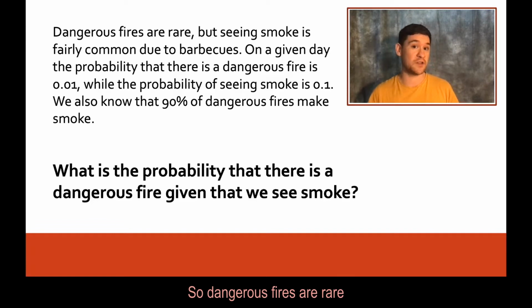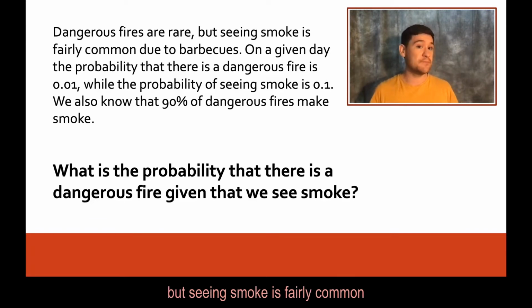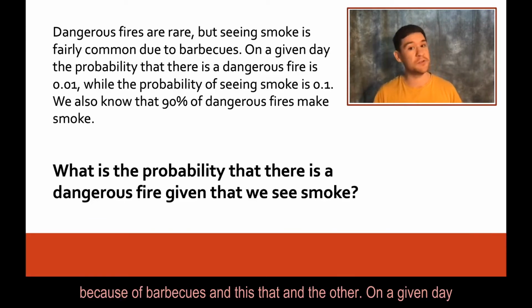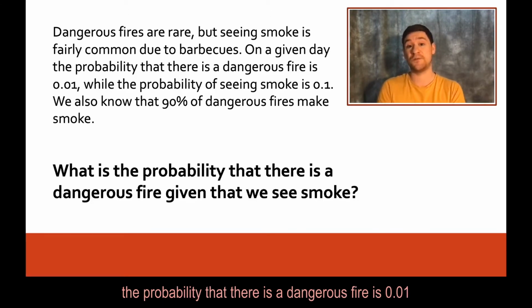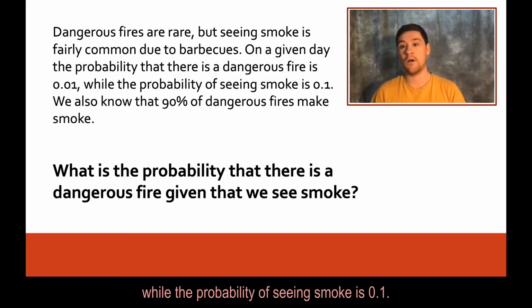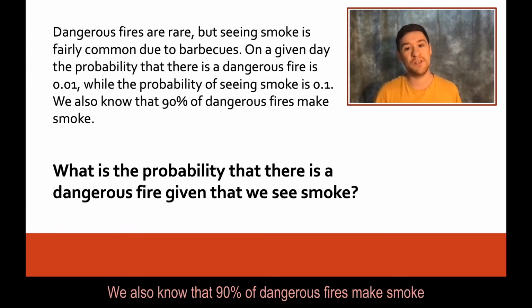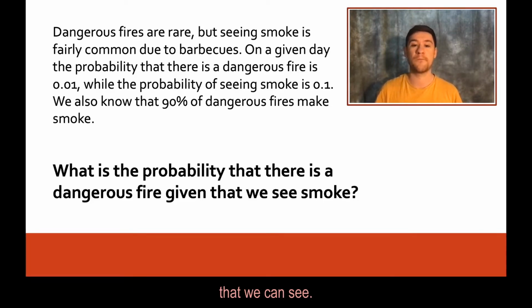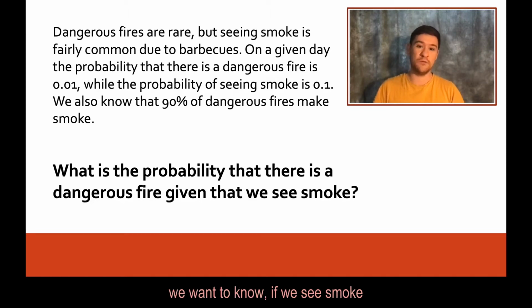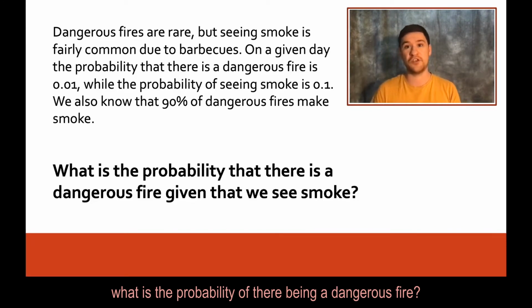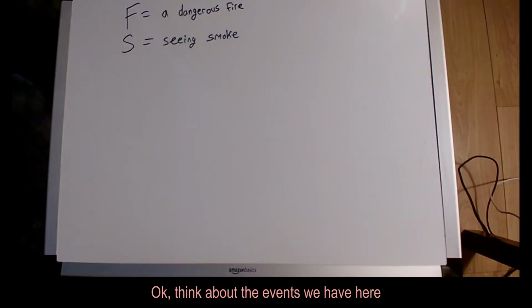So dangerous fires are rare. But seeing smoke is fairly common because of barbecues and this, that and the other. On a given day, the probability that there is a dangerous fire is 0.01. Well, the probability of seeing smoke is 0.1. We also know that 90% of dangerous fires make smoke that we can see. So knowing all this information, we want to know, if we see smoke, what is the probability of there being a dangerous fire?